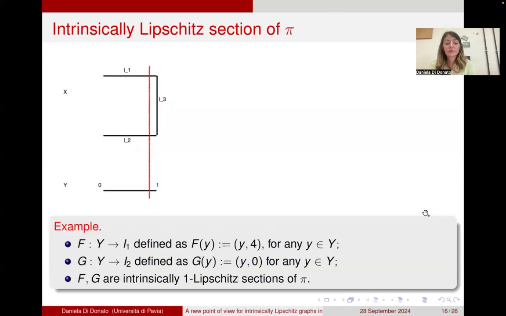In this context, we consider 2 easy examples of intrinsically Lipschitz sections of pi. F from Y to A1, defined as F(y) equal to (y, 4), and G from Y to A2, defined as G(y) equal to (y, 0). And these are 2 examples of intrinsically Lipschitz sections of pi, where the constant is exactly 1.